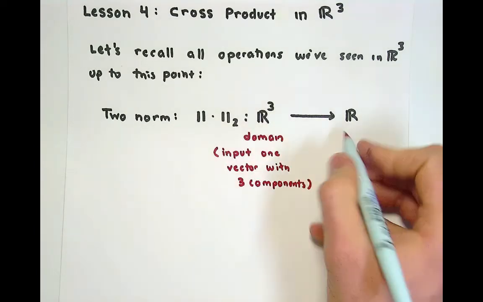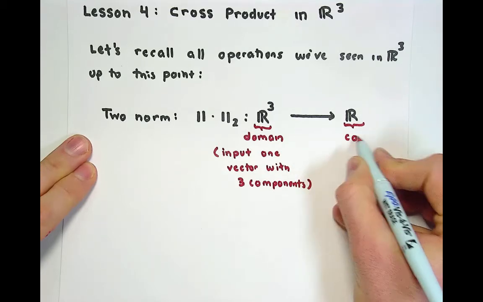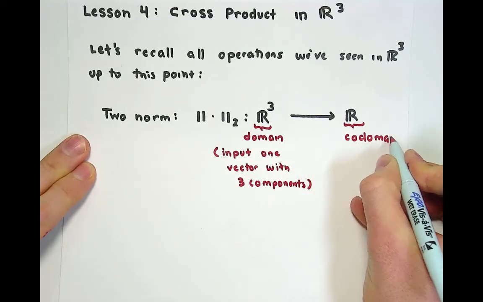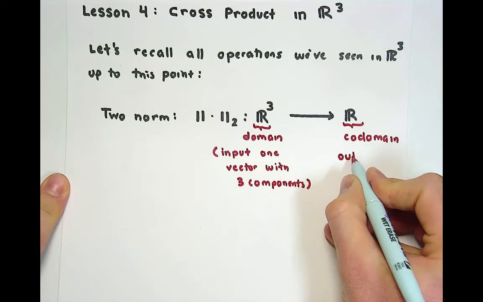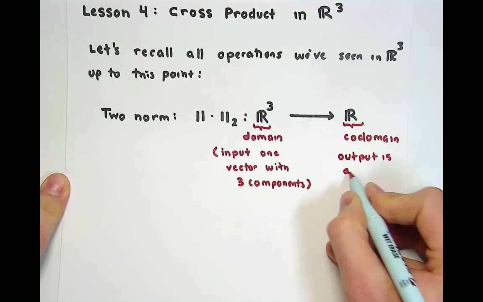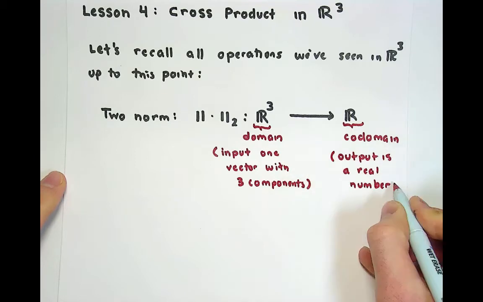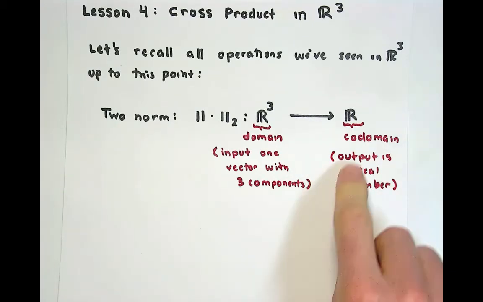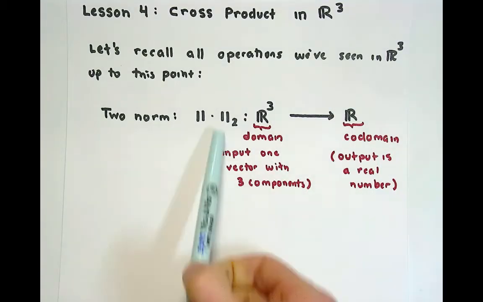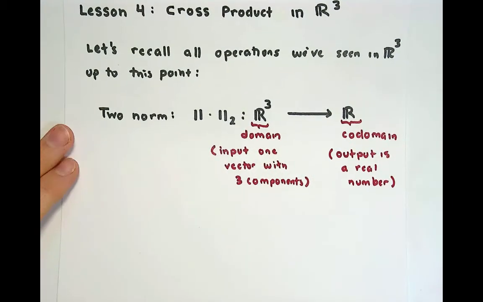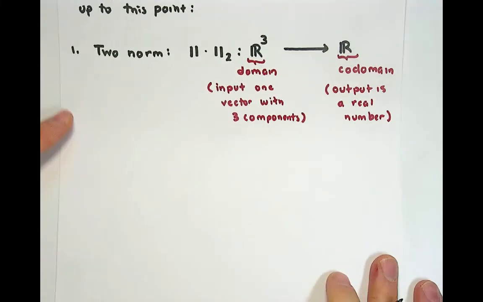And we said that it mapped into this space R. We call this the codomain. It's not the range, right? This means that the output is a real number. The range would be the set of actually achieved outputs, not possible outputs. In that case, we would write 0 to infinity, including 0, because the 2-norm is always non-negative anyways. Okay, that was the first operation that we saw in R3.